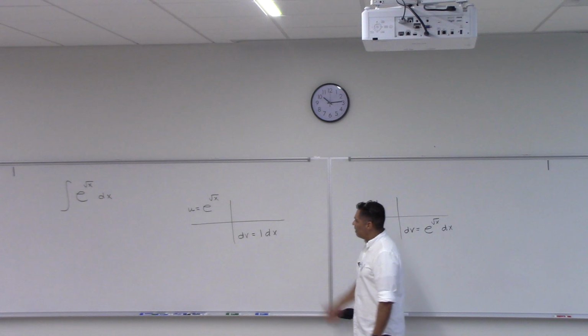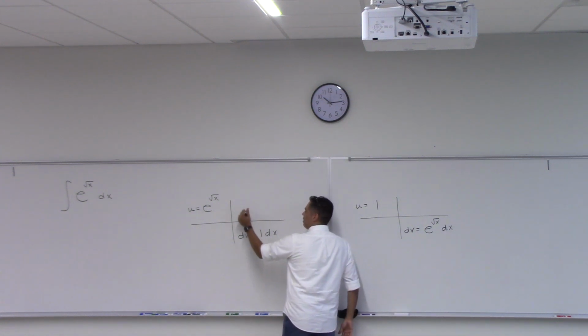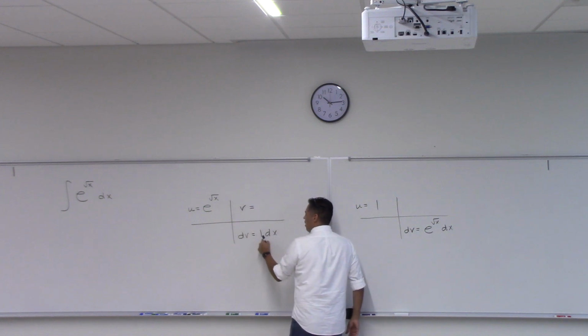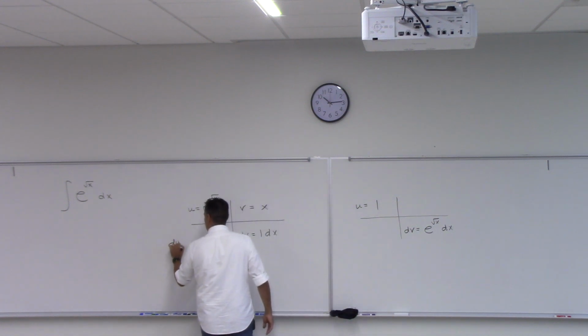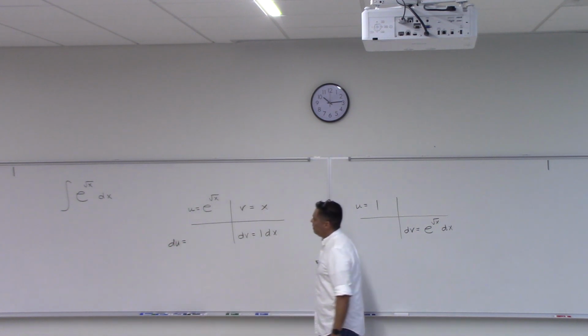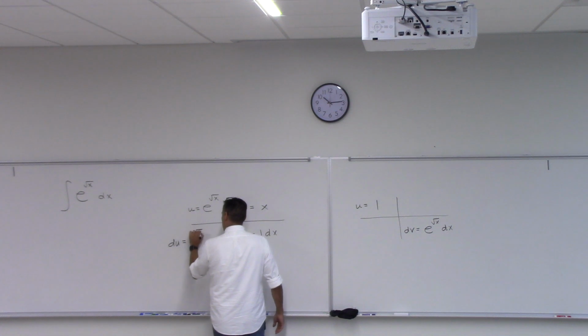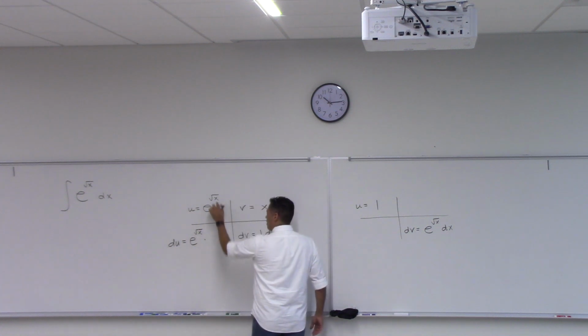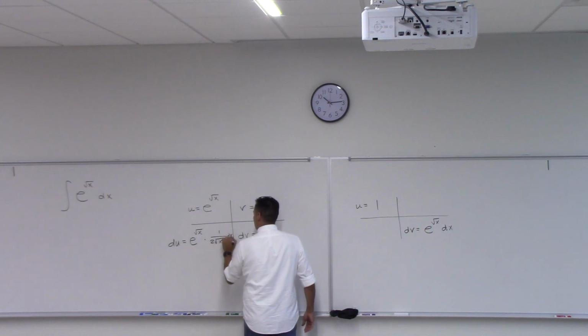All right, so let's try this. Let's just see what happens. Let's do the easy part first. If I go from here to here, what's the antiderivative of 1? X. Okay, now we have to take the derivative of e to the root x, which is itself, times the derivative of what's up there, which is 1 over 2 root x dx.